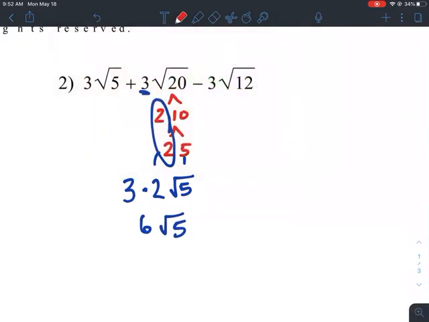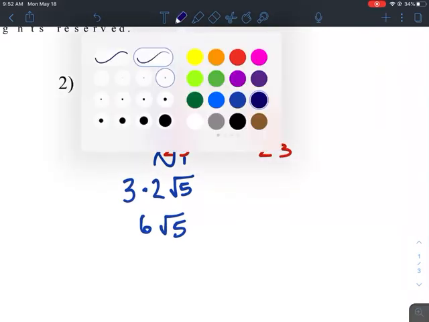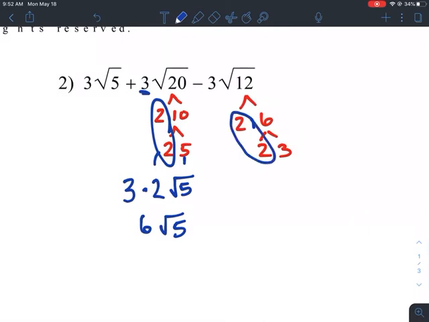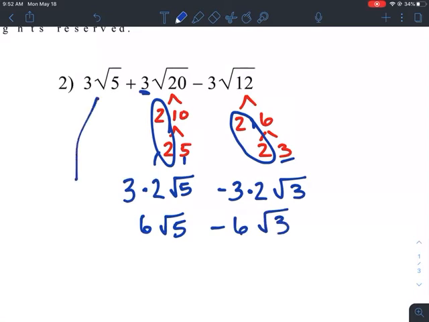I can also break down this 12. So 2 and 6, 2 and 3. Oops. So I'm going to circle my 2s. So on the outside here, I've got a negative 3. And my 2s go on the outside, and then my leftover is a 3. So that becomes negative 6 radical 3. And then I'm just going to bring that guy down, 3 radical 5. And I'm going to bring down my plus sign, essentially.